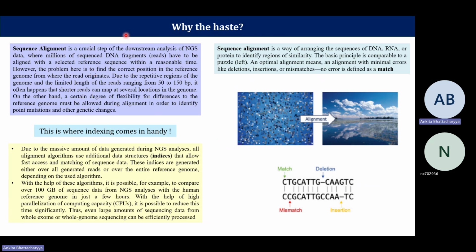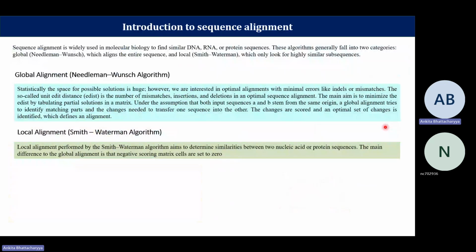Sequence alignment is the process of arranging DNA or RNA sequences to identify regions of similarity. An optimal alignment is one that has the minimum number of errors, meaning minimum deletions, insertions, or mismatches, and if there is no error, then that is an exact match. This is a representation of what alignment looks like. When you have all your puzzle pieces aligned, it gives you a logical output, an actual image, and that is the conclusion. Then we talked about two algorithms which are commonly used.